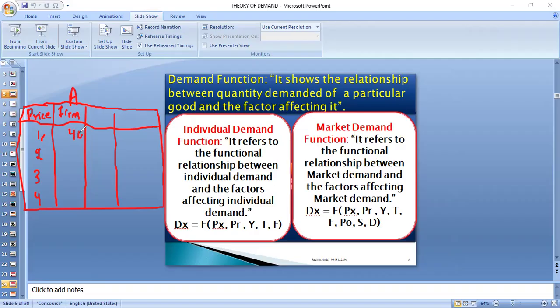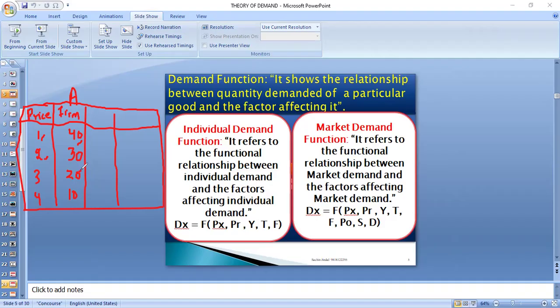Or make it 40 kg. Then the second time, the wholesaler once again goes to the market and asks it to buy the wood, but this time the price has increased. He said the price has risen, it is now 2. So the firm purchases only 30 units because the price rises. The third time, when the price further rises and reaches rupees 3, demand falls to 20. As the price rises further and reaches rupees 4, demand falls to 10.